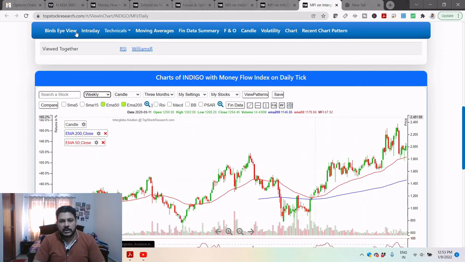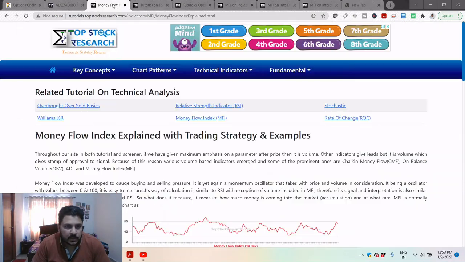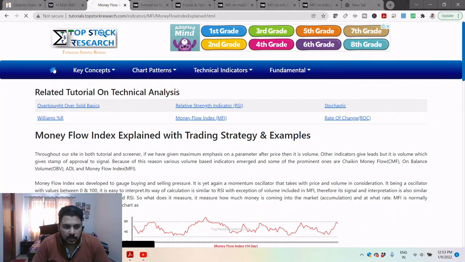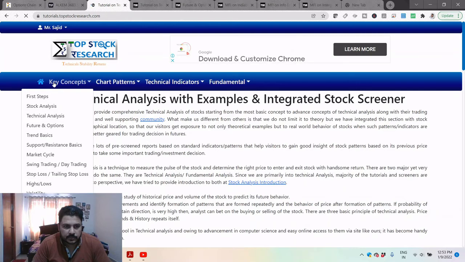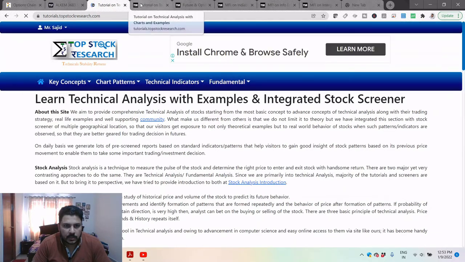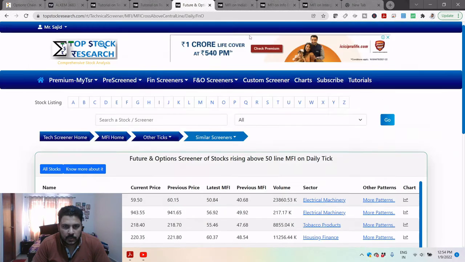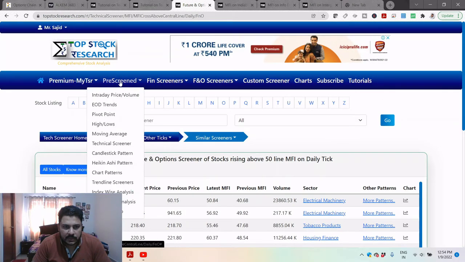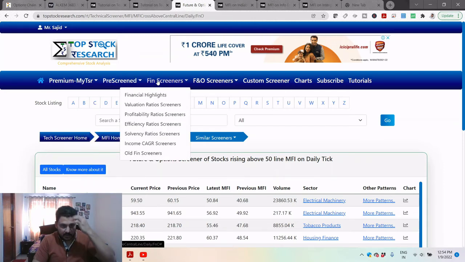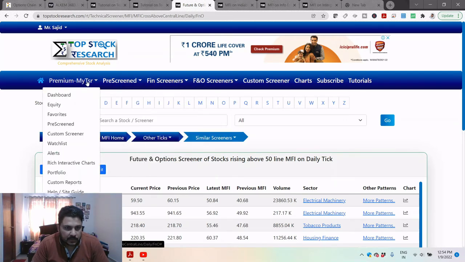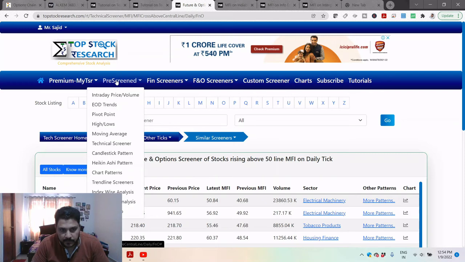So explore this, guys, and this is a very good site, and you can find a lot of indicators like this, particularly on Top Stock Research. If you go to the home page, there are many indicators like this. You can even do financial screening, financial highlights, valuation, profitability, efficiency, everything can be done, and then it is up to you how to use this.